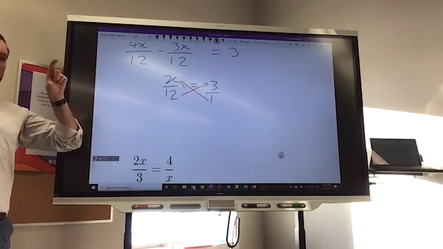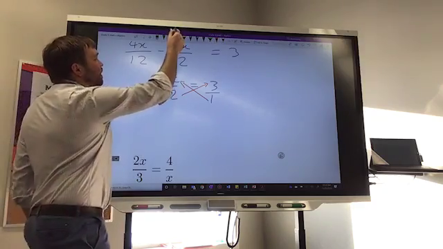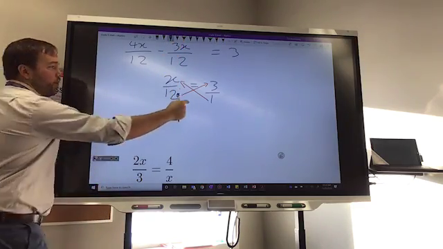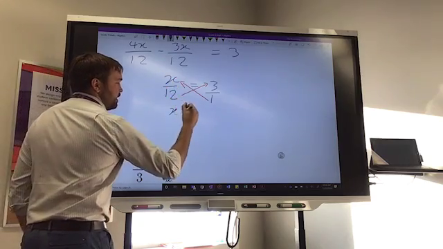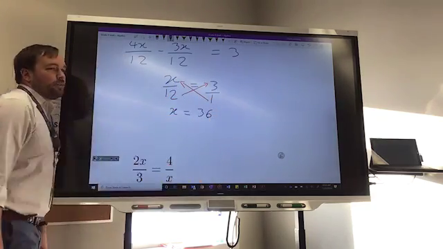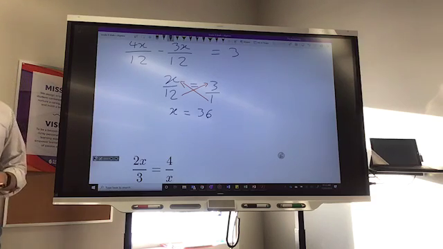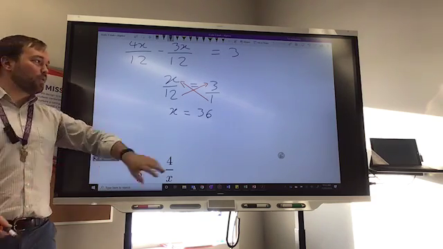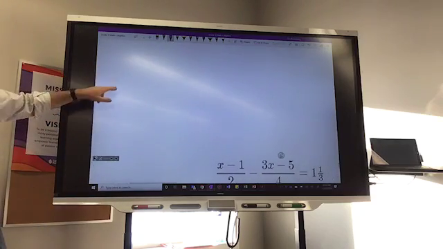When you have a fraction either side of an equal sign, only when it's either side of an equal sign, you can cross-multiply. 1 times x is x. 12 times 3 is 36. And that's what's happening when you have a fraction either side of an equal sign. You cross multiply them up and it gets rid of both fractions.